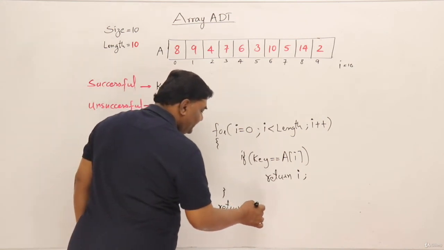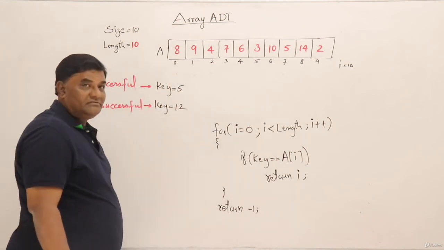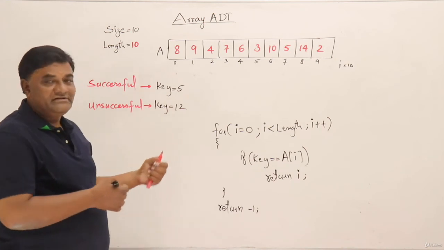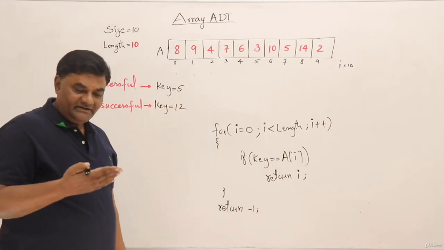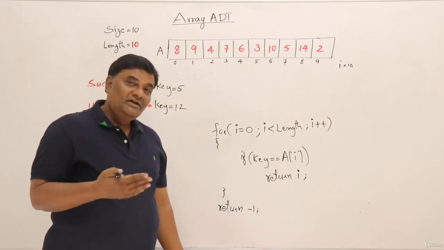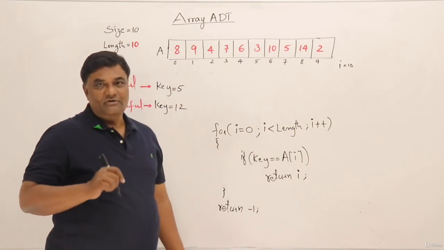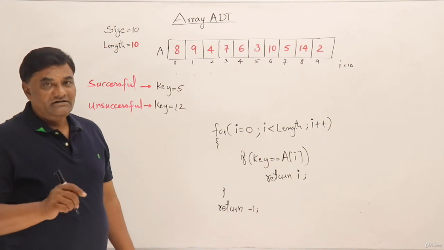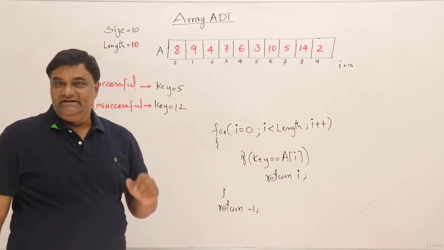So usually we do it like this. If the element is not found, then return index is -1. So if you are calling this procedure and you got -1, it means the element is not found. If you got a valid index, it means the element is found. So that's how you can know whether the search was successful or unsuccessful. So this is about linear search.